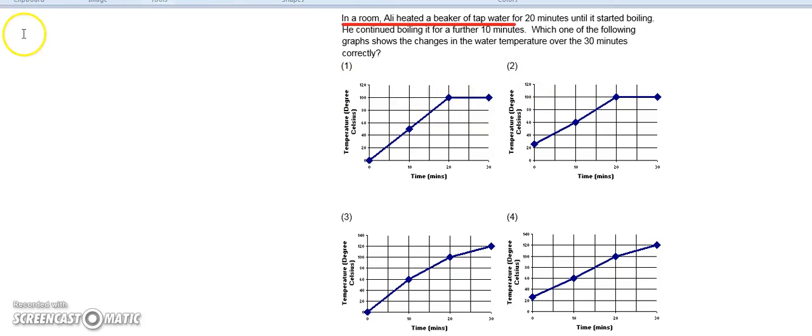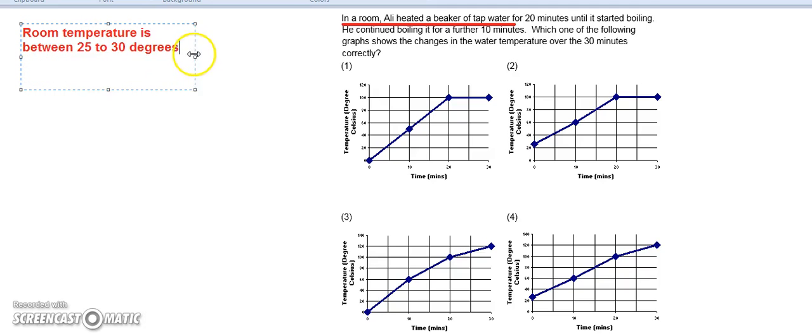Now do note that room temperature is about, maybe 25 to 30 degrees. Okay, so that's one thing that we need to remember. All right, degrees Celsius.